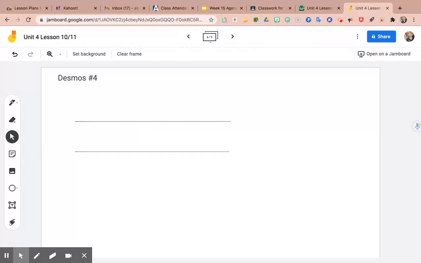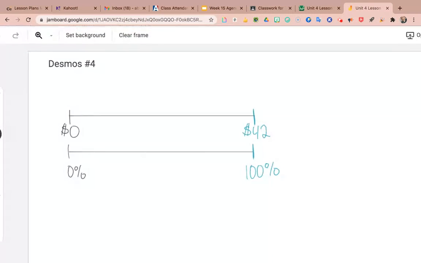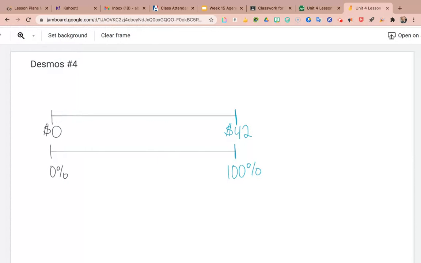I'm going to create a number line. So we've seen these before. One of them is always percents, and the other one we're talking about money. So I'm going to make this $0. My subtotal was $42. So that's my original price of my bill, before I add on any of that extra stuff. So it's my 100%.